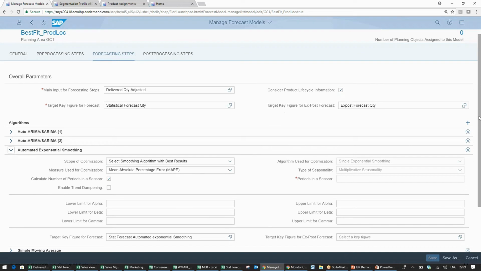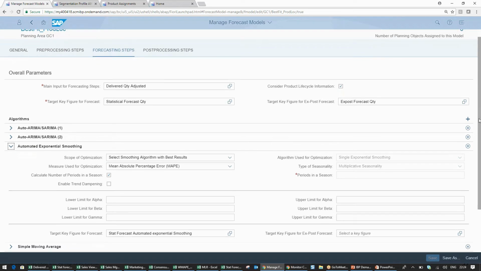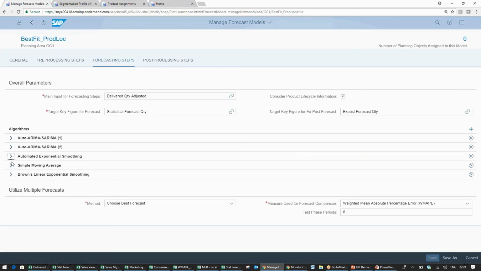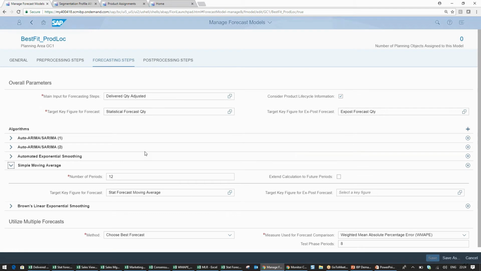The system will automatically calculate the number of periods in a season, and if you enable trend dampening, then gradually the trend is eliminated from the forecast based upon the 5 parameter that is calculated by the system. And I have created an interim key figure in order to store the result for my automated exponential smoothing. So moving on to the next algorithm, simple moving average. For this algorithm also, I have created an interim key figure to store the value.